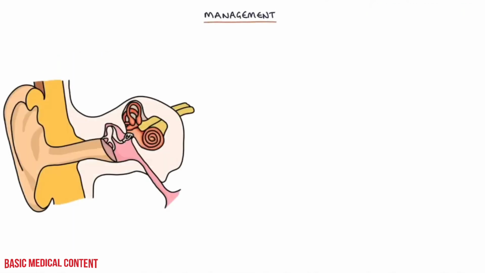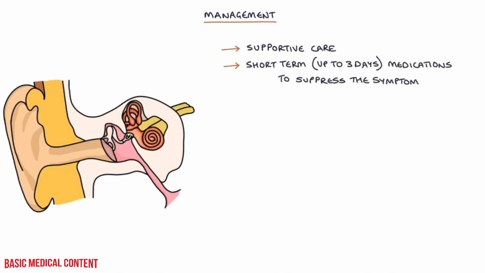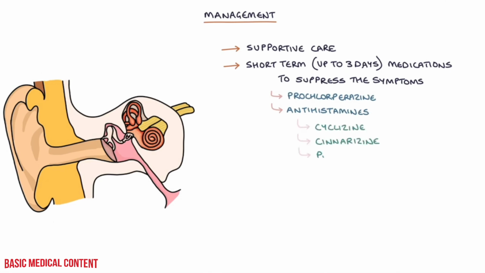Let's talk about management. Management of labyrinthitis is the same as with vestibular neuritis, with supportive care and short-term use of up to 3 days of medication to suppress the symptoms. The options for managing symptoms are prochlorperazine or antihistamines, for example, cyclizine, cinnarizine, and promethazine.